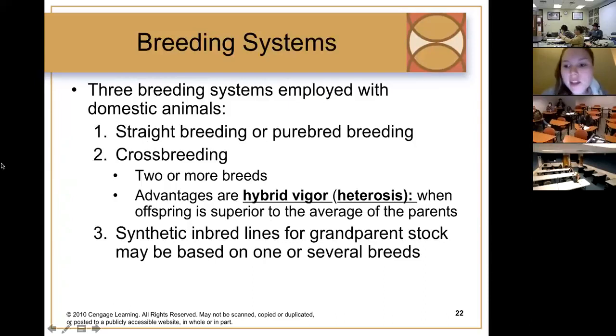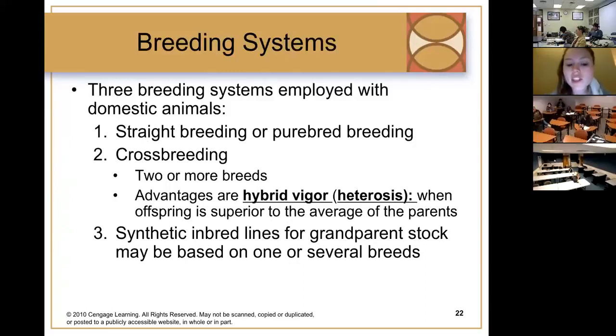So there are basically 3 different breeding systems that are used. You have what's called straight breeding or purebred breeding, where you're basically breeding all animals from the same breed. They're going to be purebred. It's almost like line breeding. It's pretty simple. Then you have crossbreeding systems where you can have 2 or more breeds.